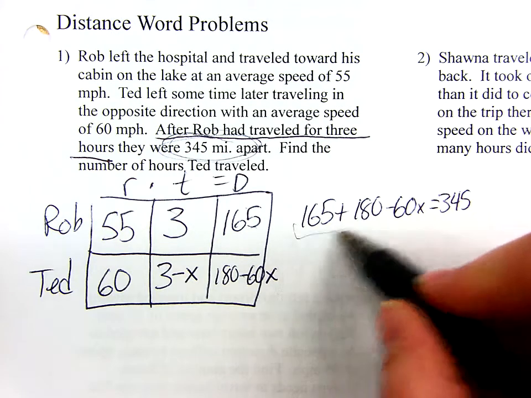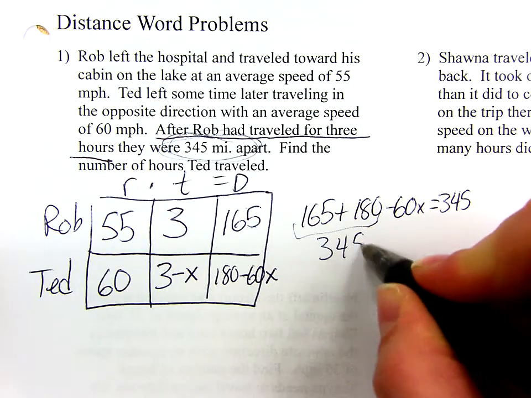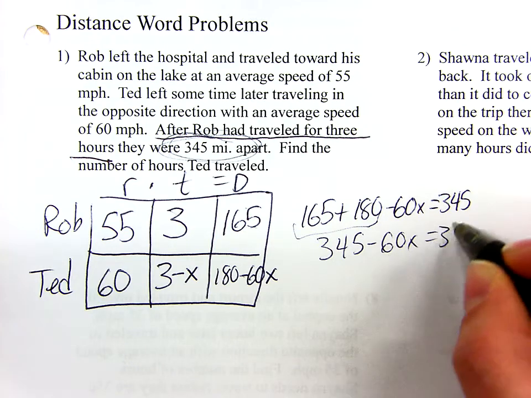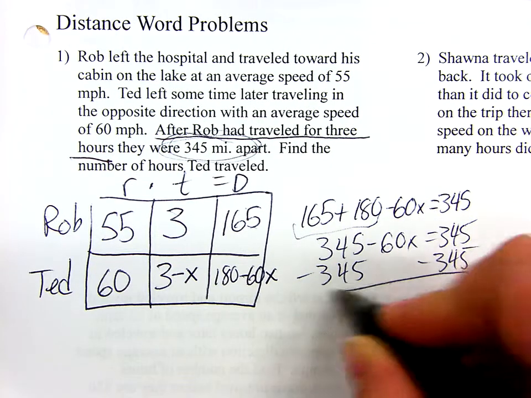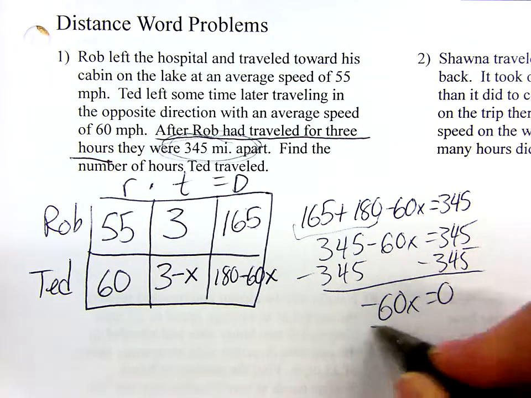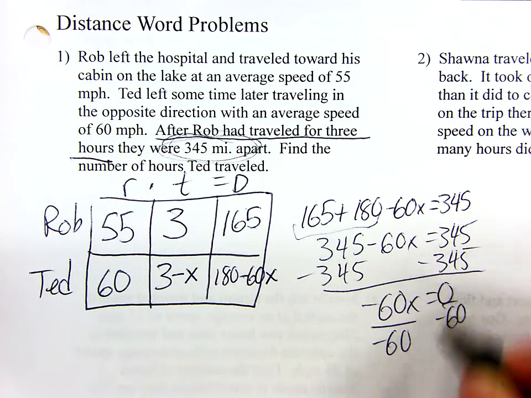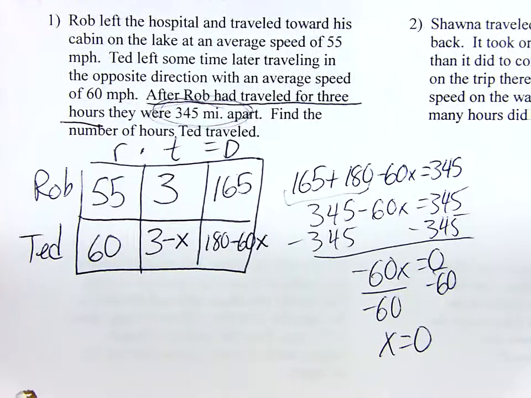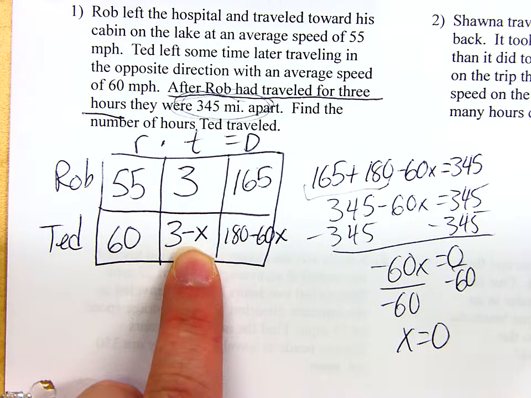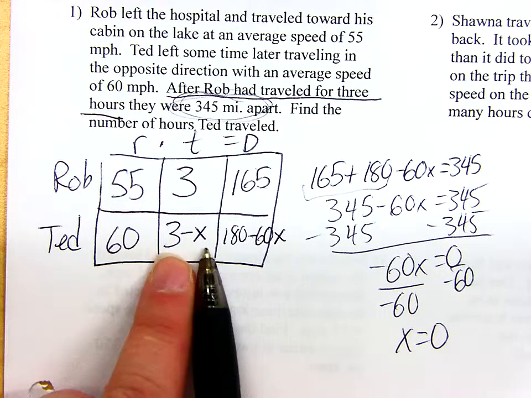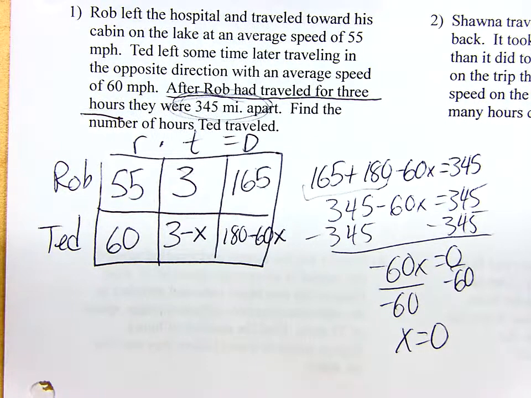Now I just solve. Turns out that's 345. Minus 345 from both sides. Just because you get a 0 doesn't mean anything's wrong. I got x is 0. Well, what did x represent again? Yeah, Ted traveled for 0 hours less than Rob did. That's all. So if I plug in 0 right here, Ted has also been traveling for 3 hours.